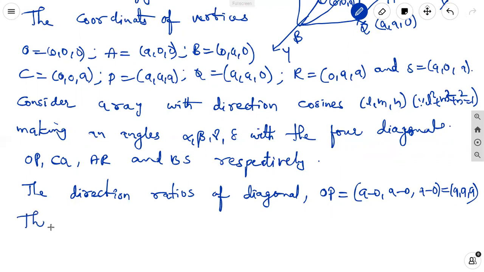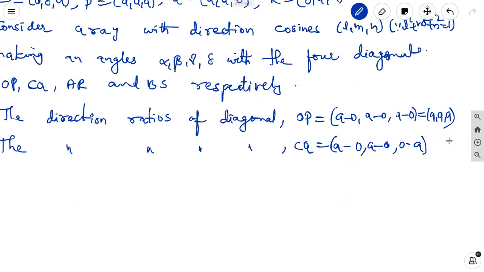And take one more diagonal, direction ratios. The direction ratios of another diagonal, we can take the CQ. C is 0, 0, A with negative. Q is in XY plane, A minus 0, A minus 0, 0 minus A. It is equal to A comma A comma minus A.